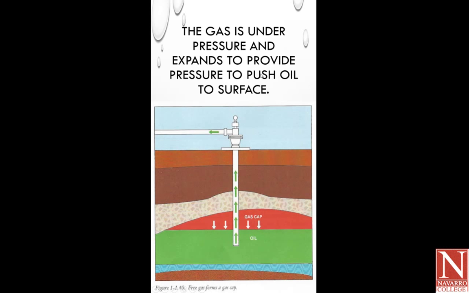The gas is under pressure, and then it expands to provide pressure or drive to push the oil to the surface. So when you think about this gas being under pressure, gas is compressible, just like an air compressor. It gives you more pressure, and then as you release the pressure, it expands. Well, liquid doesn't compress that well. So when this gas cap pushes down on the oil, when you open the valve at the surface, it allows it to be pushed up to the surface.